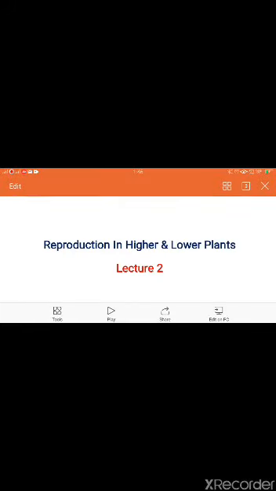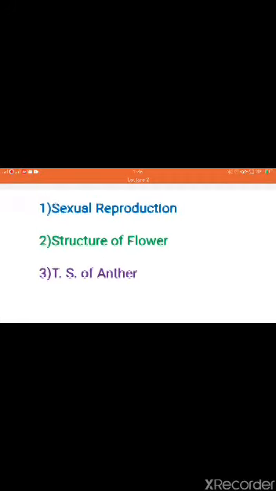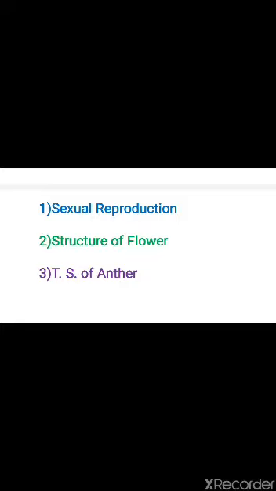Hello everyone. Today we are starting with lecture number 2 on chapter reproduction in higher and lower plants. In this particular lecture we will study about sexual reproduction, the structure of flower and TS of anther.